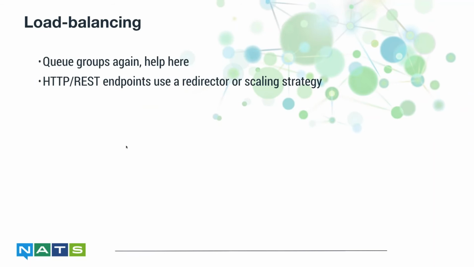Load balancing. Again, the queue group functionality that we have on subscribers can help here. In terms of the proxy, we're using HTTP REST endpoints. For that, we would have to use HTTP redirectors. These are servers that are simply listening for the initial HTTP request, and then based on some other information that they have, they create a redirect. So they redirect the browser to go to a different server and pick up the load in a different place. That's one way we can deal with that there.